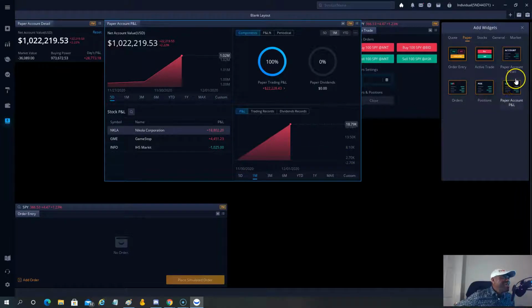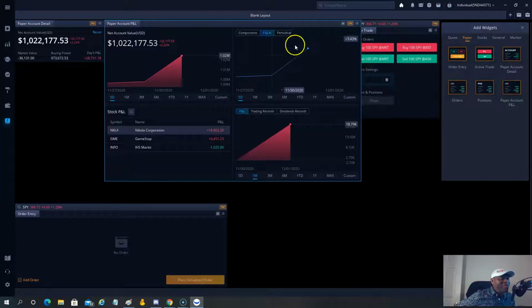I don't know. So what else do I want to put in there? Maybe not paper account P&L. What if I want to remove it? So can I exit out of there? Yes, remove this widget. This is how you do it. Because paper account P&L, I'm not sure what else is showing me. Okay, percentage, whatever. But why did it make it so big? So let's X out of that.